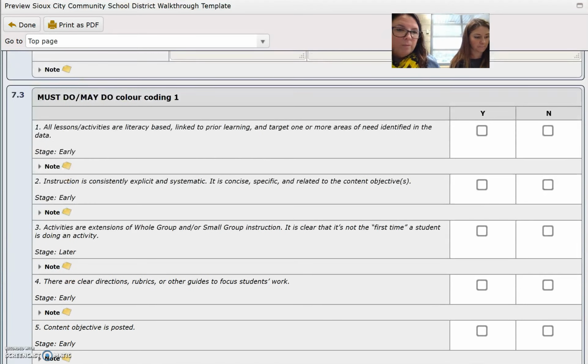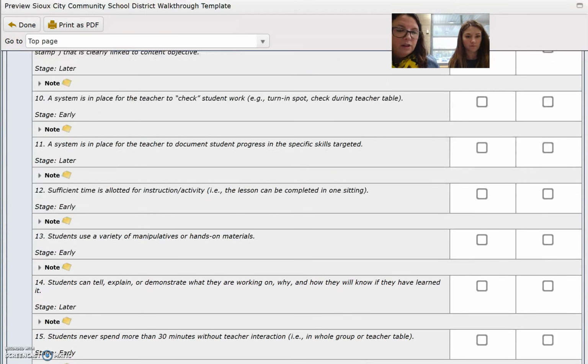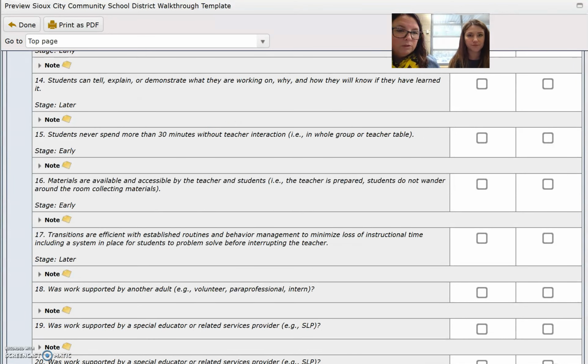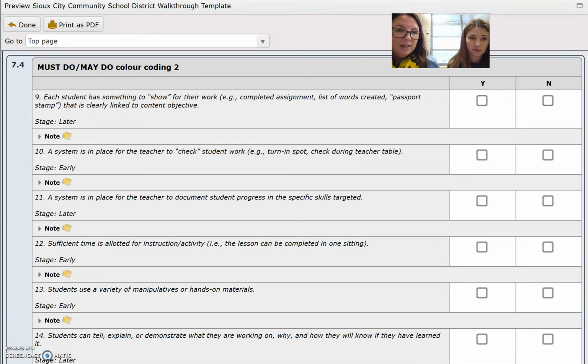And then again, that color coding is an error. This is just looking at yes or no, whether or not these were present. And some of these things might not be observed in must do and may do. And then that takes us back to the end, where the must do's and may do section ends, and it just talks about some other things that we would see.